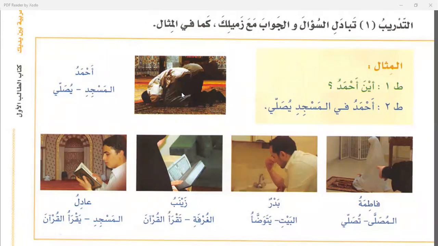Aina Zainab? Zainab fi al-ghurfati taqra al-Quran. Aina Adil? Adil fi al-masjid yaqra al-Quran. Fi al-masjidi.